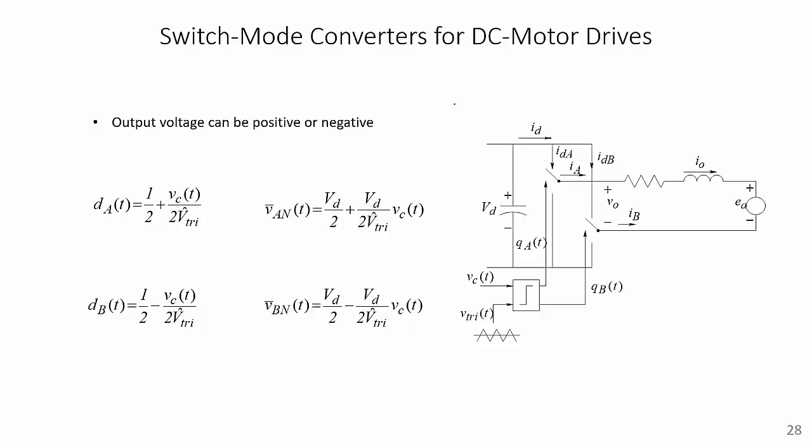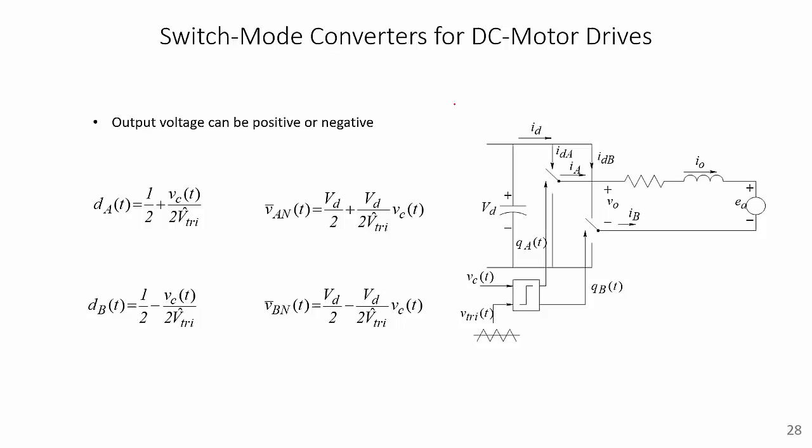And to generate a negative voltage, the switch B is connected to the positive of the DC bus, while switch A is connected to the negative, thus generating minus VDC at the output. And modulating the duty ratio as we did for the half-bridge converter, the magnitude of the output voltage can be varied all the way from plus or minus VDC.